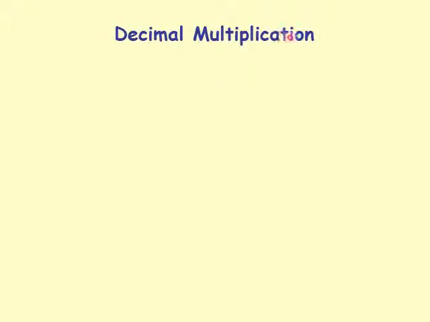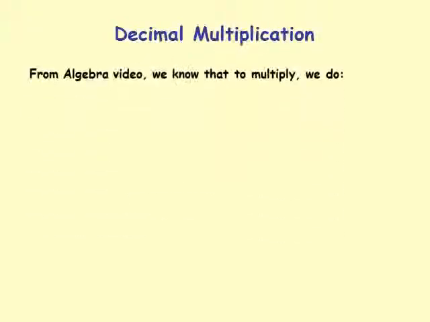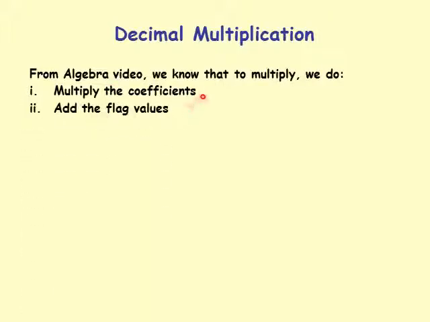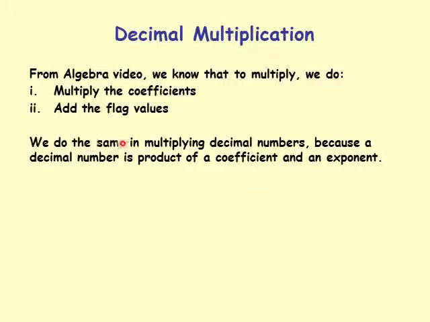Decimal multiplication. Okay, that's the first thing we do. From the algebra video we know that to multiply we do what? Multiply the coefficients and add the exponent values. Okay? We'll do the same in decimal multiplication. We do the same in multiplying the decimal numbers, because decimal numbers are products of coefficients and exponents.